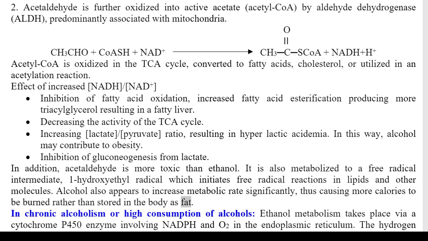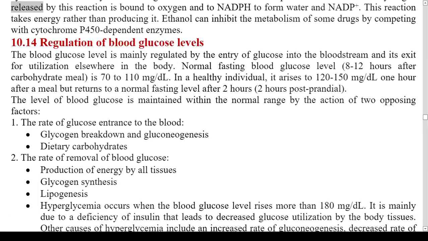In chronic alcoholism or high consumption of alcohols, ethanol metabolism takes place via a cytochrome P450 enzyme involving NADPH and O2 in the endoplasmic reticulum. The hydrogen released by this reaction is bound to oxygen and to NADPH to form water and NADP+. This reaction takes energy rather than producing it. Ethanol can inhibit the metabolism of some drugs by competing with cytochrome P450 dependent enzymes.